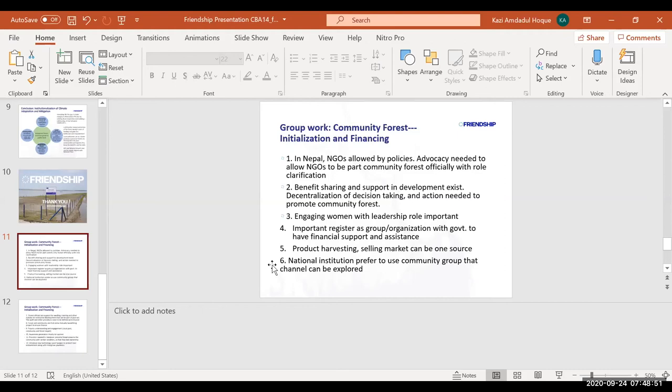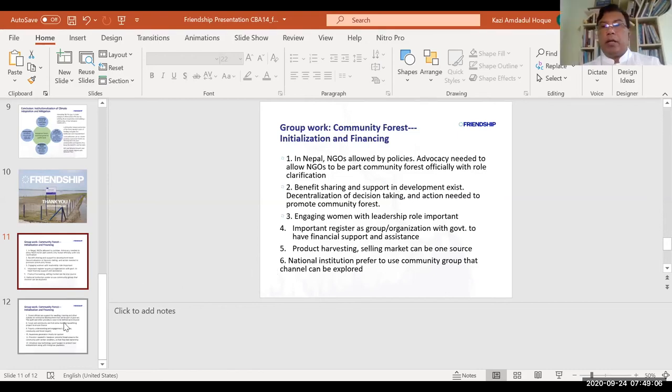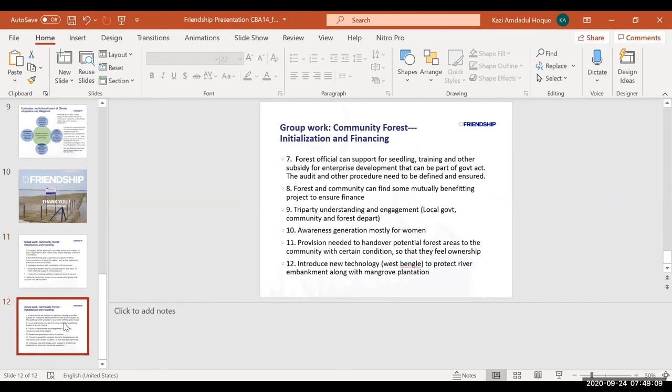Six, national institutions prefer to use community groups, so that channel can be explored. There are many national institutions that have community level intervention, and they prefer community groups. Then seven, forest officials can support seedlings, training, and other subsidy for enterprise development, and that can be part of the government act. Now in many areas, even in Bangladesh and many other countries, we are having support from forest officials, but the recommendation is that it should be part of the government act, with audit and other procedures defined and ensured.